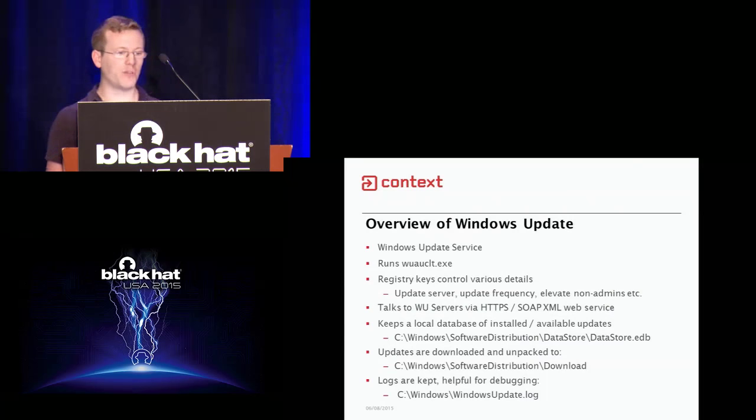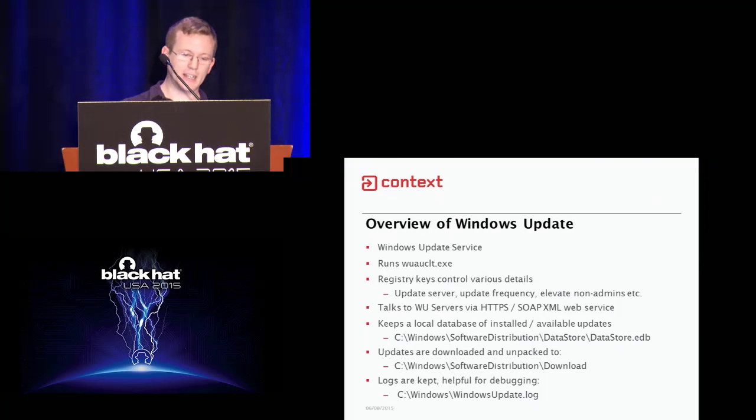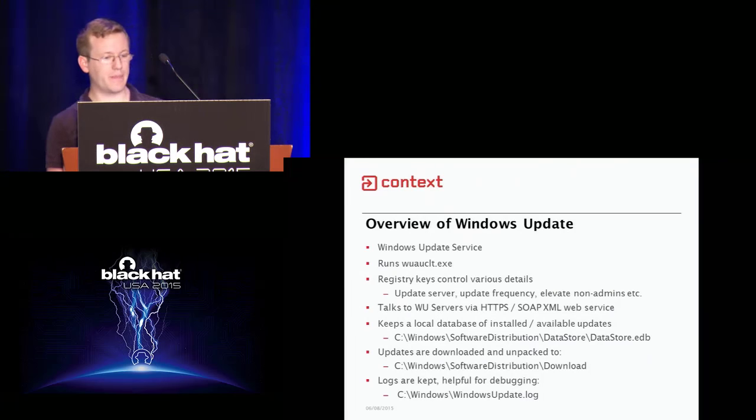Okay, just a brief overview of the various components of Windows Update. Windows Update is a Windows service that runs. There's an executable called WSUSpect. I have no idea what it stands for, but that's the thing that runs periodically and actually checks for updates. It contacts the Microsoft servers to see if there's anything, downloads updates, and so on. There's a whole bunch of registry keys which control things like how often updates are checked for, when they get applied, what server to talk to, and so on. And the actual protocol itself, the way that your computer talks to Microsoft servers, is a SOAP web service that goes over HTTPS, and we're going to take a look at that in detail later on.